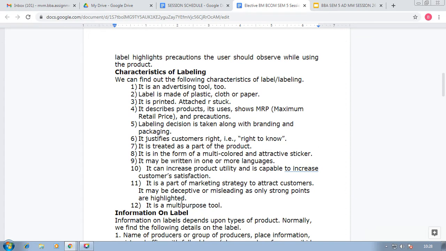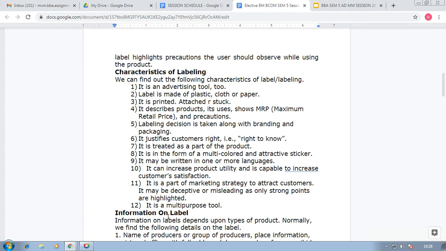Labeling increases product utility and is capable of increasing customer satisfaction. Why utility? Because it satisfies possession and place utility, because the customer always purchases the products based on the information which is printed on it. So it will enhance the utility and increase customer satisfaction.